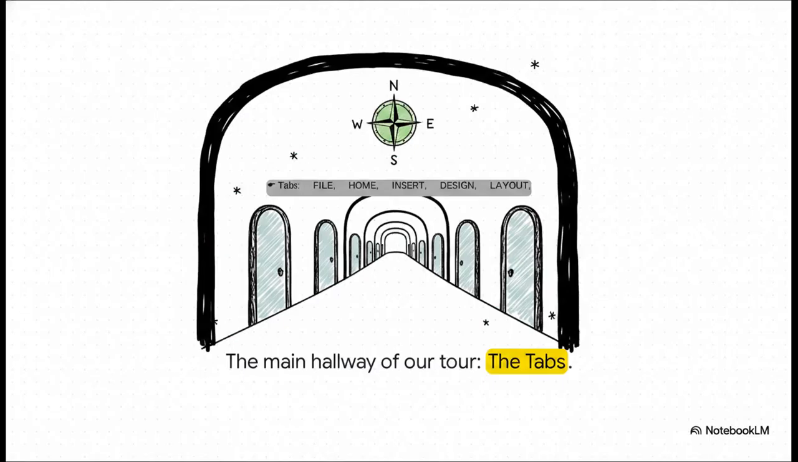And this perfectly illustrates our main hallway, the core tabs, stretching all the way from File over to View. This is your primary navigation menu. Seriously, whenever you're lost or trying to add something new to your page, just look up here. These are the doors to absolutely everything Microsoft Word can do.